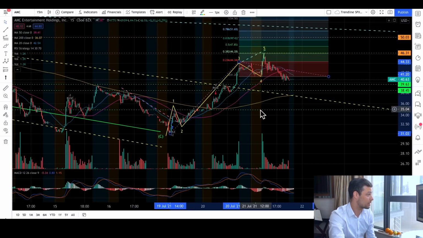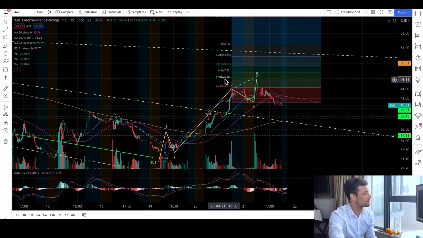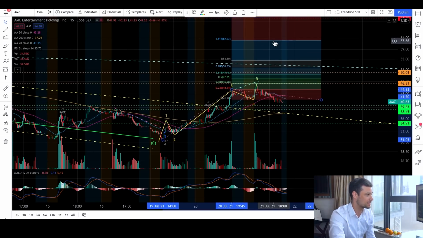This is exactly what I'm applying here. I measure from 0 to 3 and I apply it to the bottom of the fourth. And you can see that the 61.8% is 49.5 and the 1.618 is much higher at 63. So as we're coming from the lows and we have an extended third, I was more thinking about the 61.8. So my target was here.